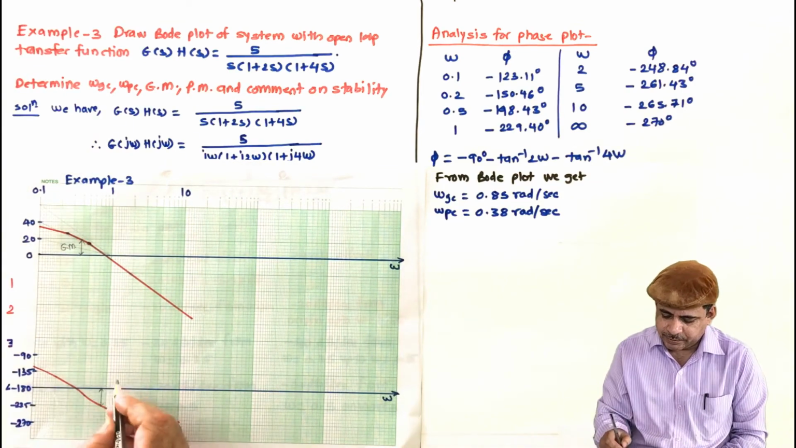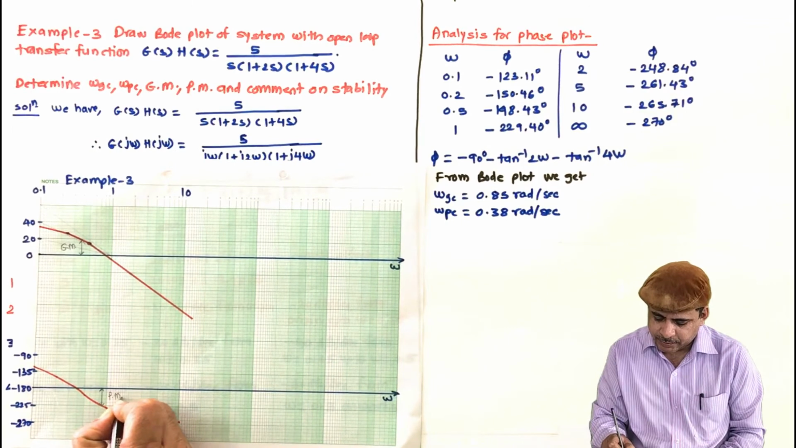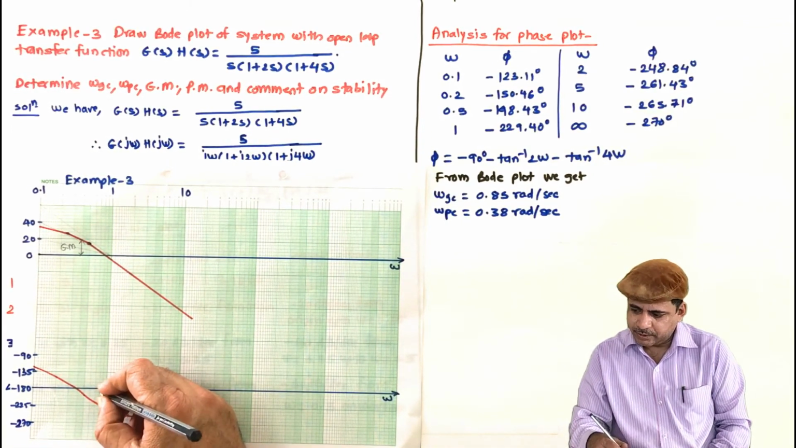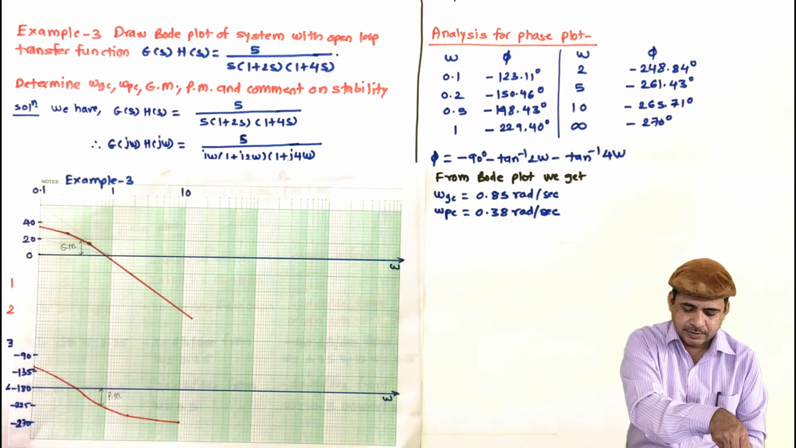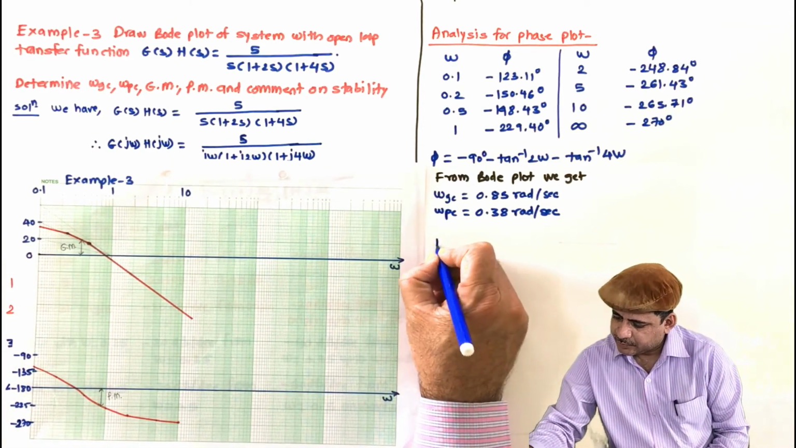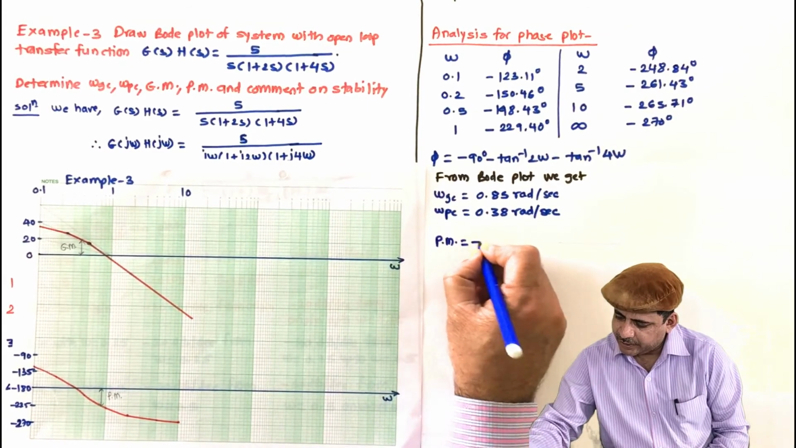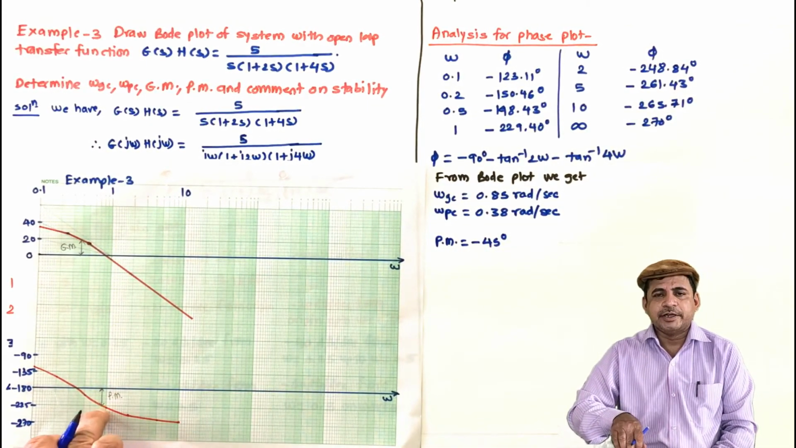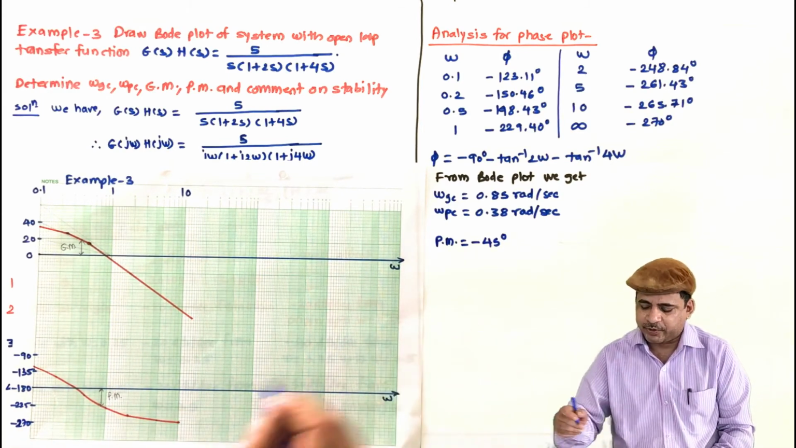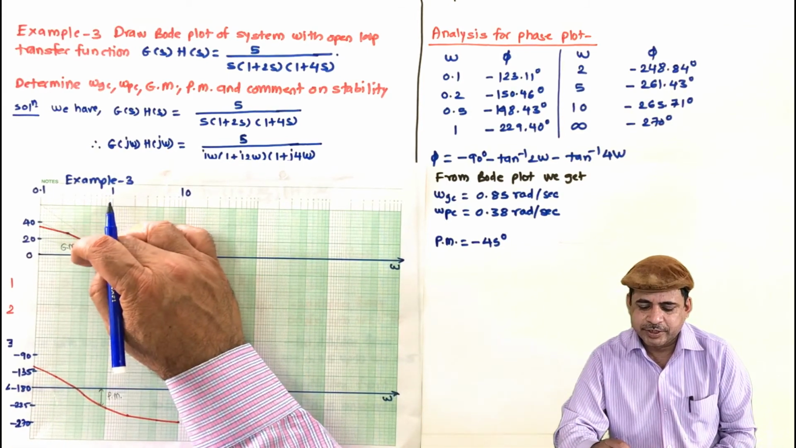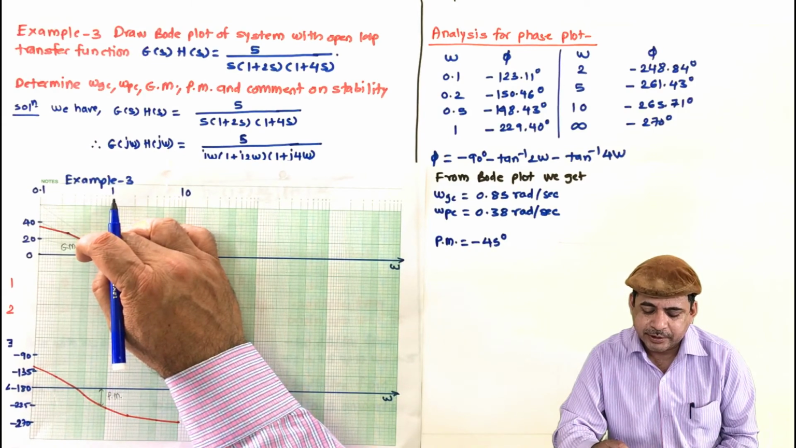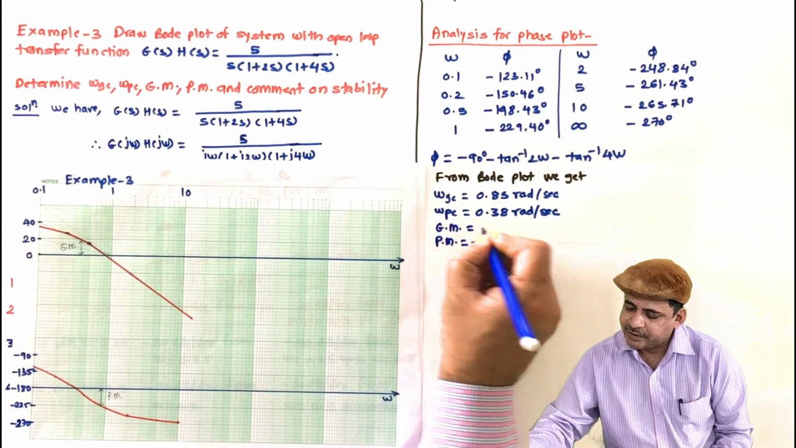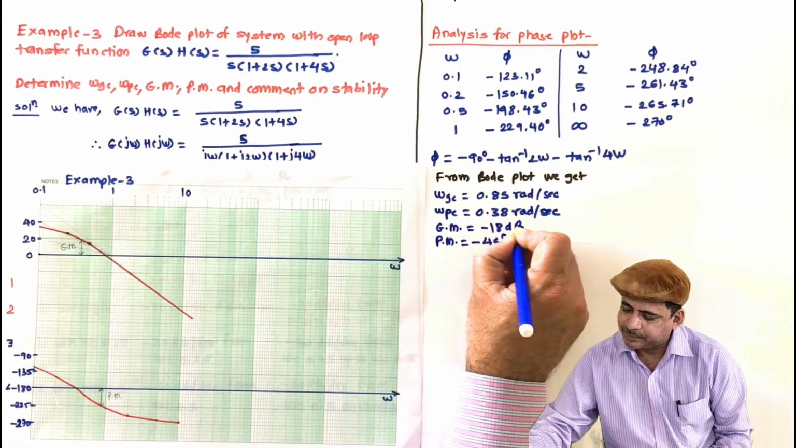So let us count it. It's about this complete one block. So phase margin is minus 45 degree. Why minus 45? Because 180 plus this phase. So 180 plus minus 225 is minus 45 degree. And for gain margin it will be 0 minus this, it is between 16 and 20, so 18. So gain margin is equal to minus 18 dB.